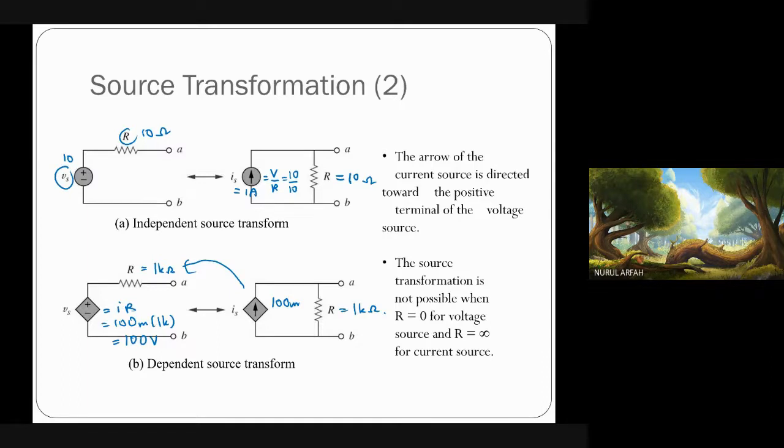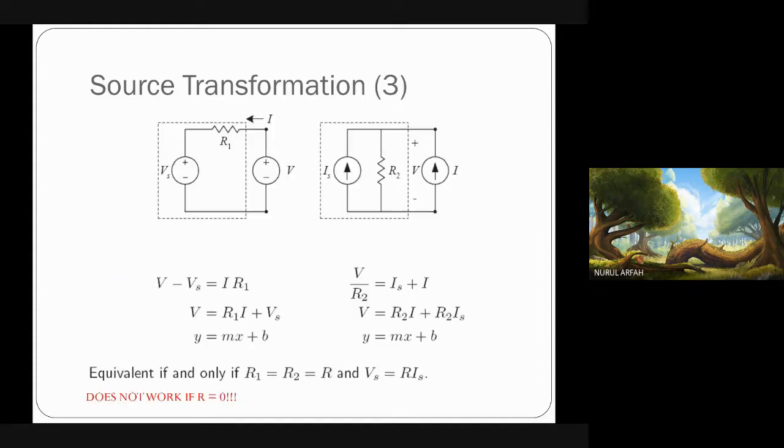Students usually make a mistake, in my previous final paper's students, they forget to bring this resistor into the transformed one, this part. Please do not forget this resistor. It is always there. Okay.